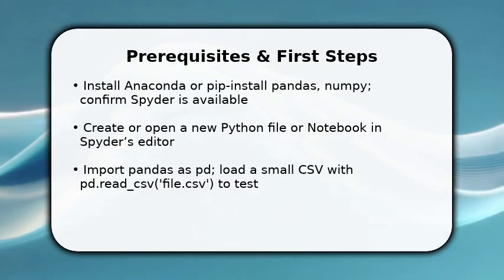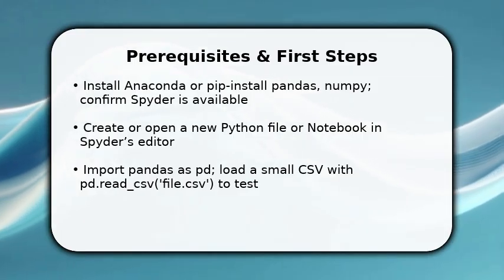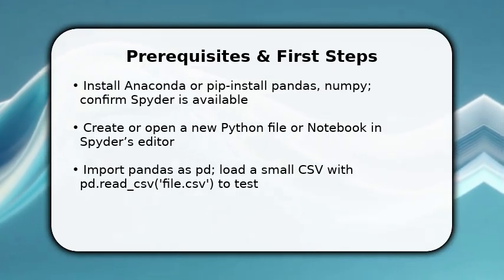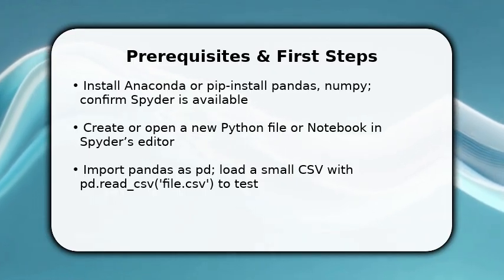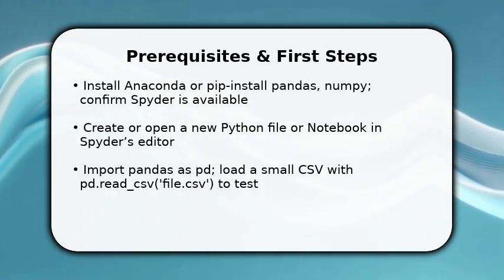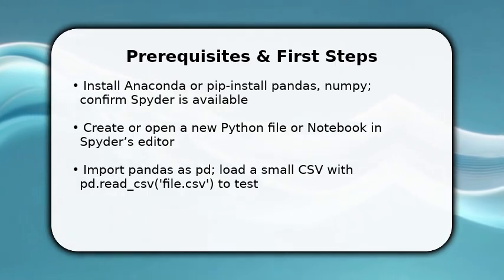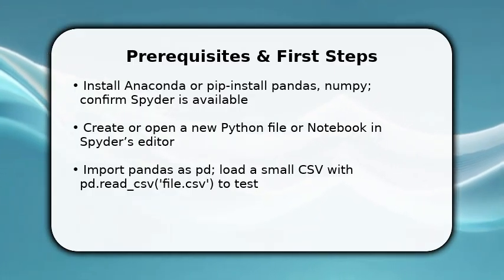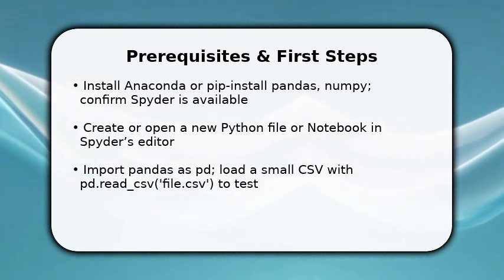You start by confirming your environment, Anaconda or a working pip install. Open Spyder and create a new script or notebook. Import pandas as pd and immediately load a small CSV with pd.read_csv to verify everything runs. Run the cell or selection with F9 or Ctrl+Enter. Watch the Variable Explorer populate. Once done, inspect dtypes with df.dtypes and head with df.head. These first actions prove the toolchain works and prepare you for real analysis.